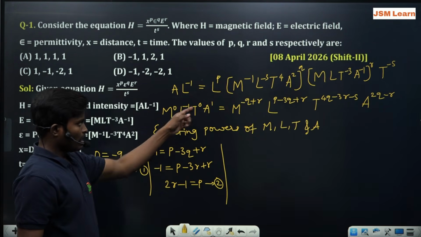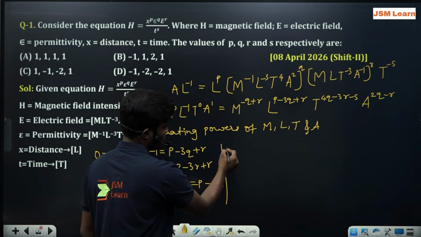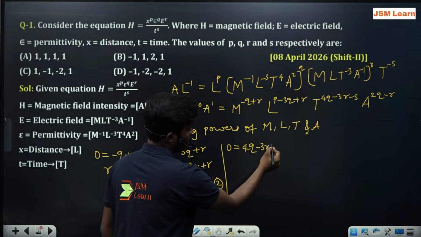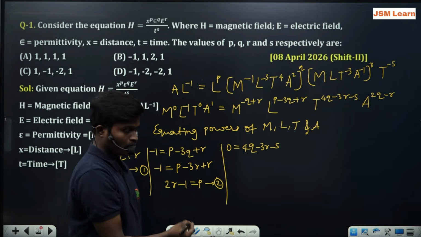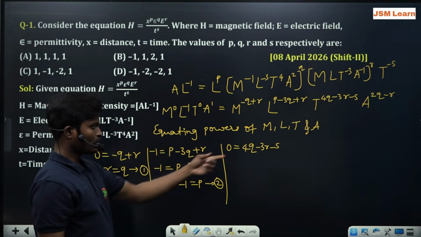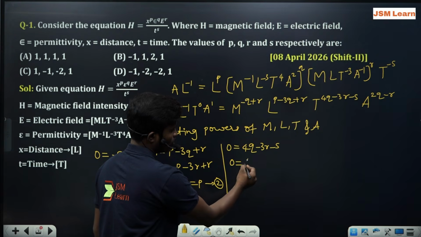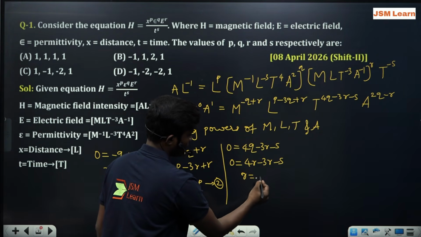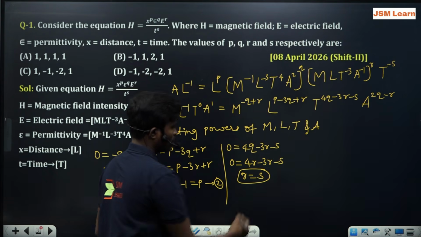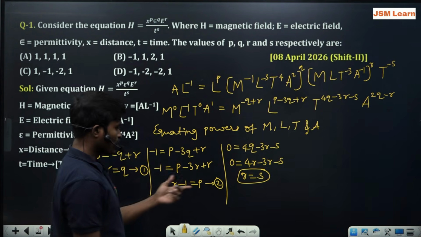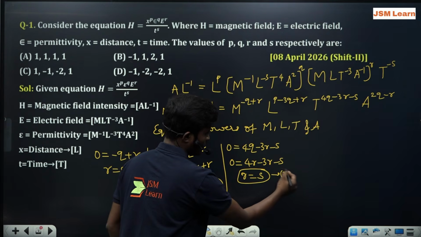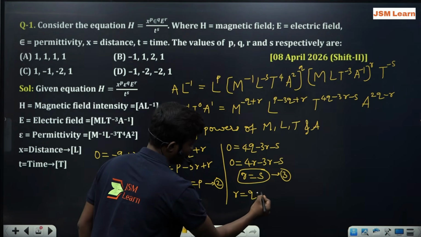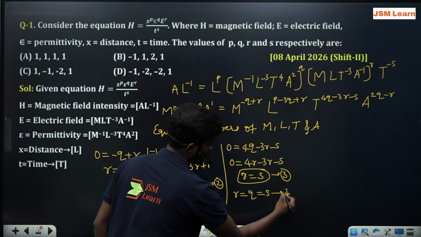And next, T power 0 on the LHS: 0 equals, on the RHS, 4q minus 3r minus s. From the first equation, r equals q, substitute here: 0 equals 4r minus 3r minus s. So r is equal to s from this. Let it be equation number 3. So from 1 and 3 we can say r equals q equals s. Let it be equation number 4.